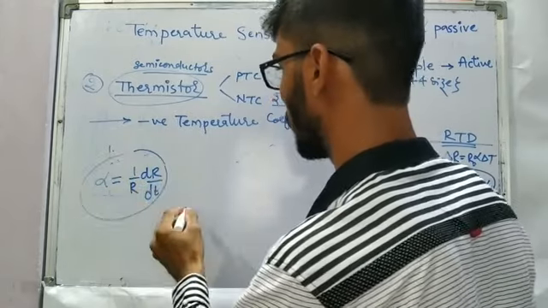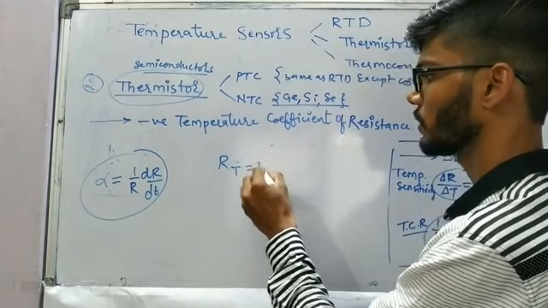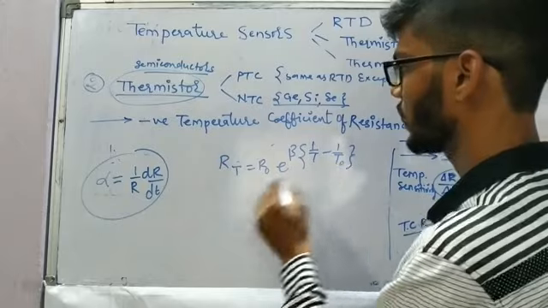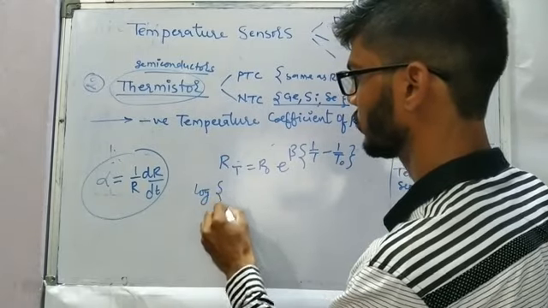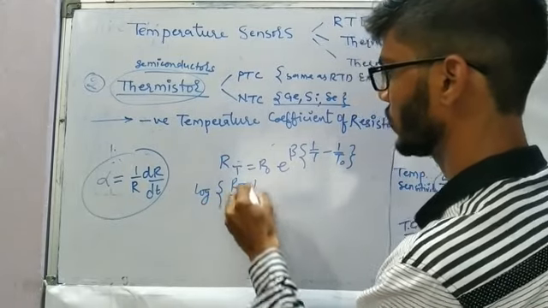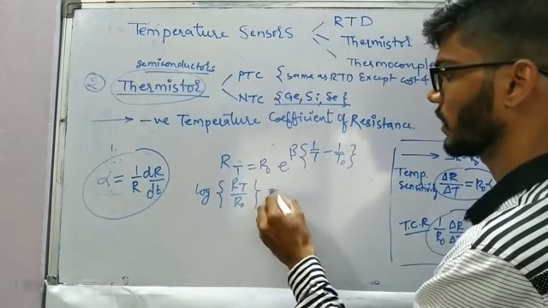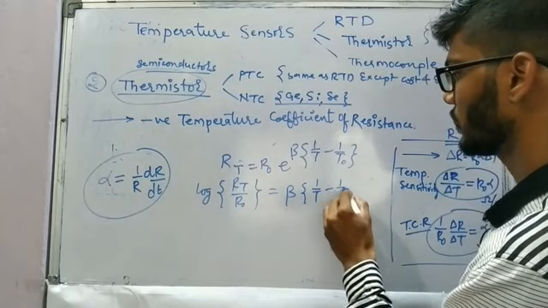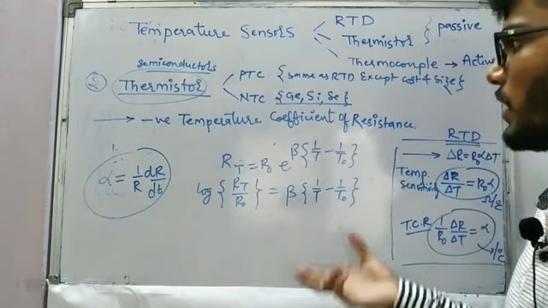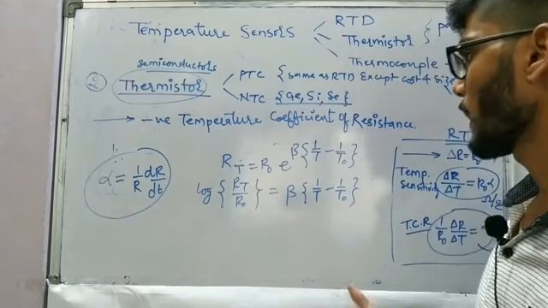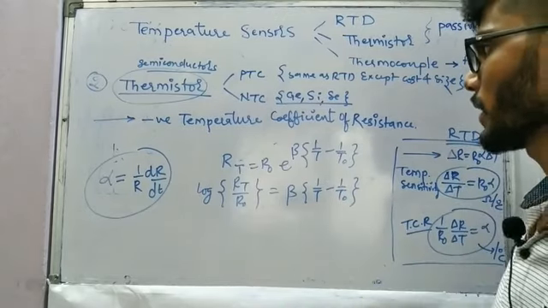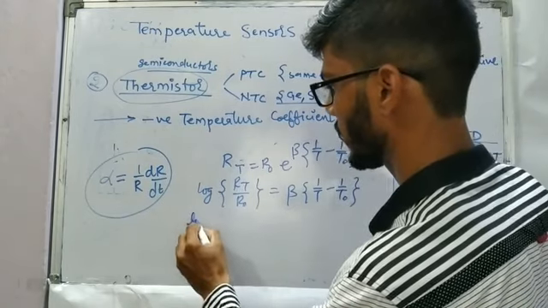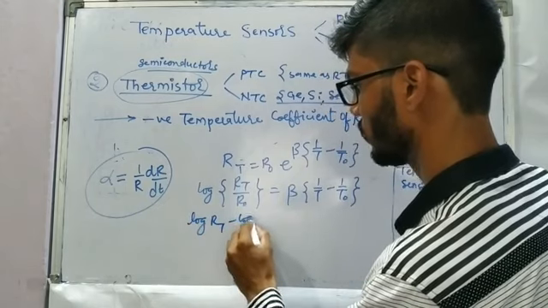So this particular thing we have to derive using the formula RT is equal to R naught e power beta (1 by T minus 1 by T naught). Apply the logarithm on both sides, log of RT by R naught. First I have divided by R naught, and then I have applied logarithm, so it will become beta (1 by T minus 1 by T naught), because ln of e power x is x. So ln of e power beta (1 by T minus 1 by T naught) is beta (1 by T minus 1 by T naught), and this we write as log of RT minus log of R naught.